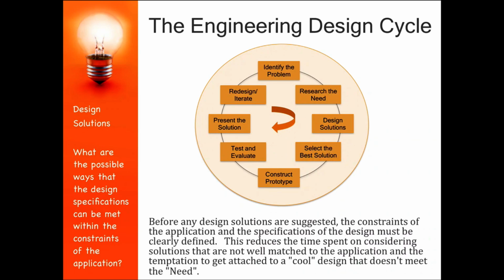Once we have identified an engineering problem and researched the need for it to be solved, we can move on to the next part of the engineering design cycle. In this phase of the cycle, we will pursue multiple solutions to the problem that we have both identified and justified. In order to do so, however, we first have to clearly define the specifications for the design before we try to identify specific solutions.